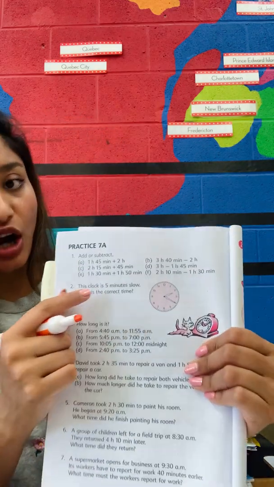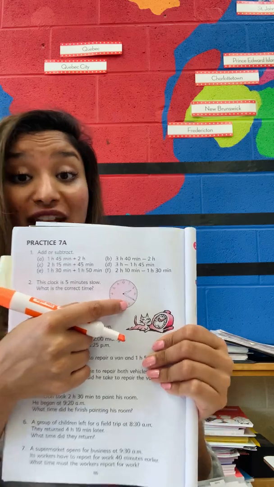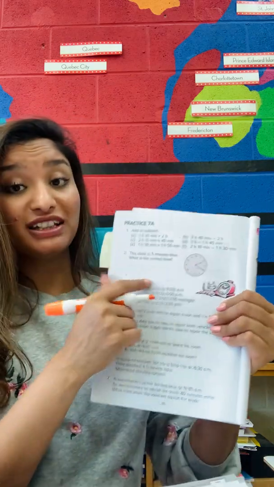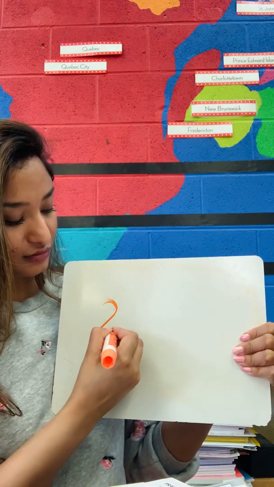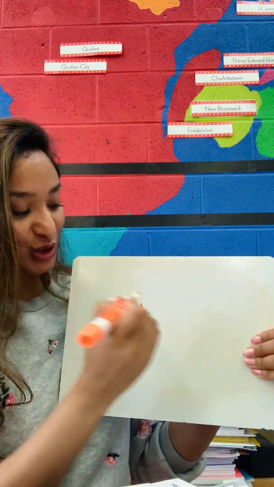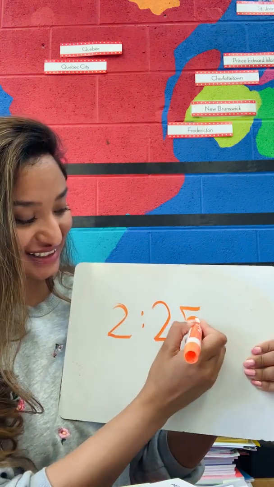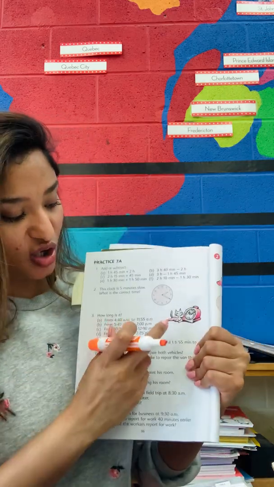Now, if the clock is 5 minutes slow, that means it was supposed to be at 5. The minute hand was supposed to be at 5. So that means, what is the correct time? The correct time is that it is 2. Drum roll, please. 25. Okay, that is the correct time, because if the clock is 5 minutes slow, then that means it should have been on 5.